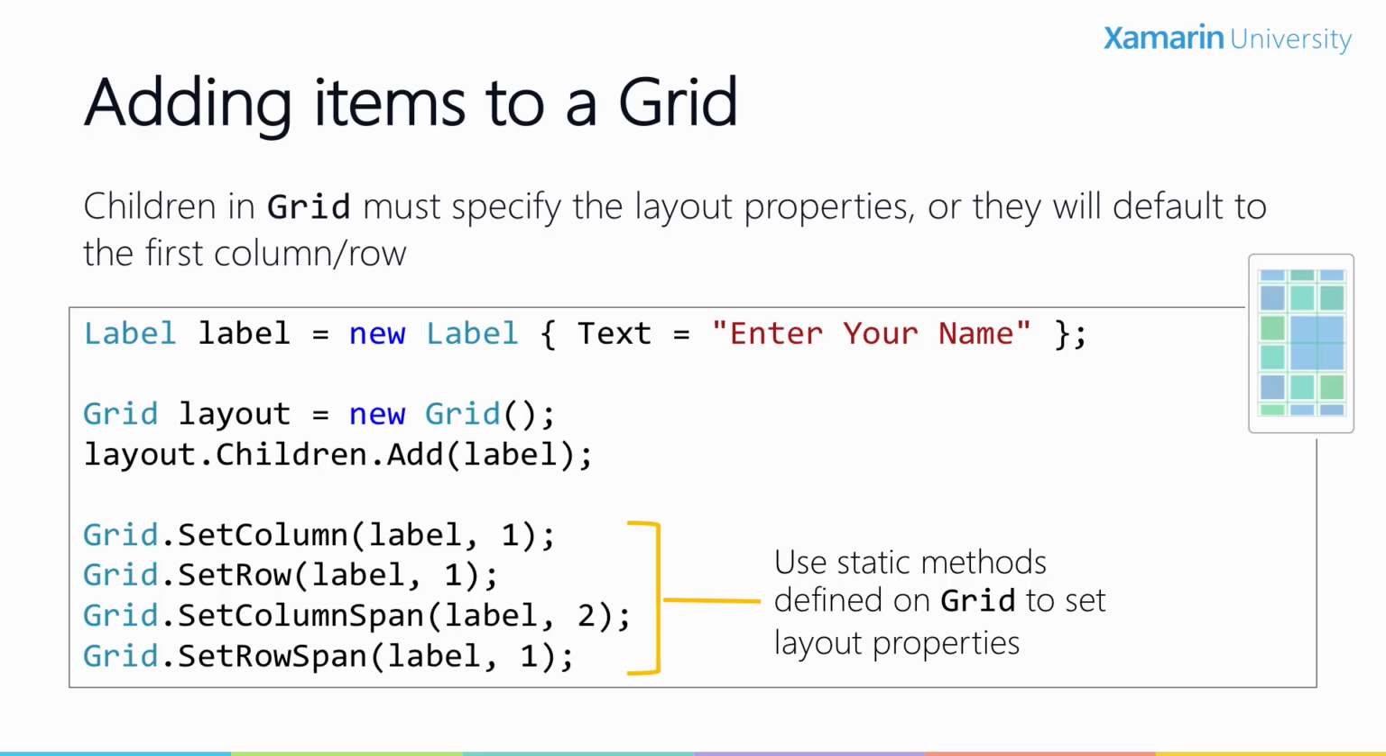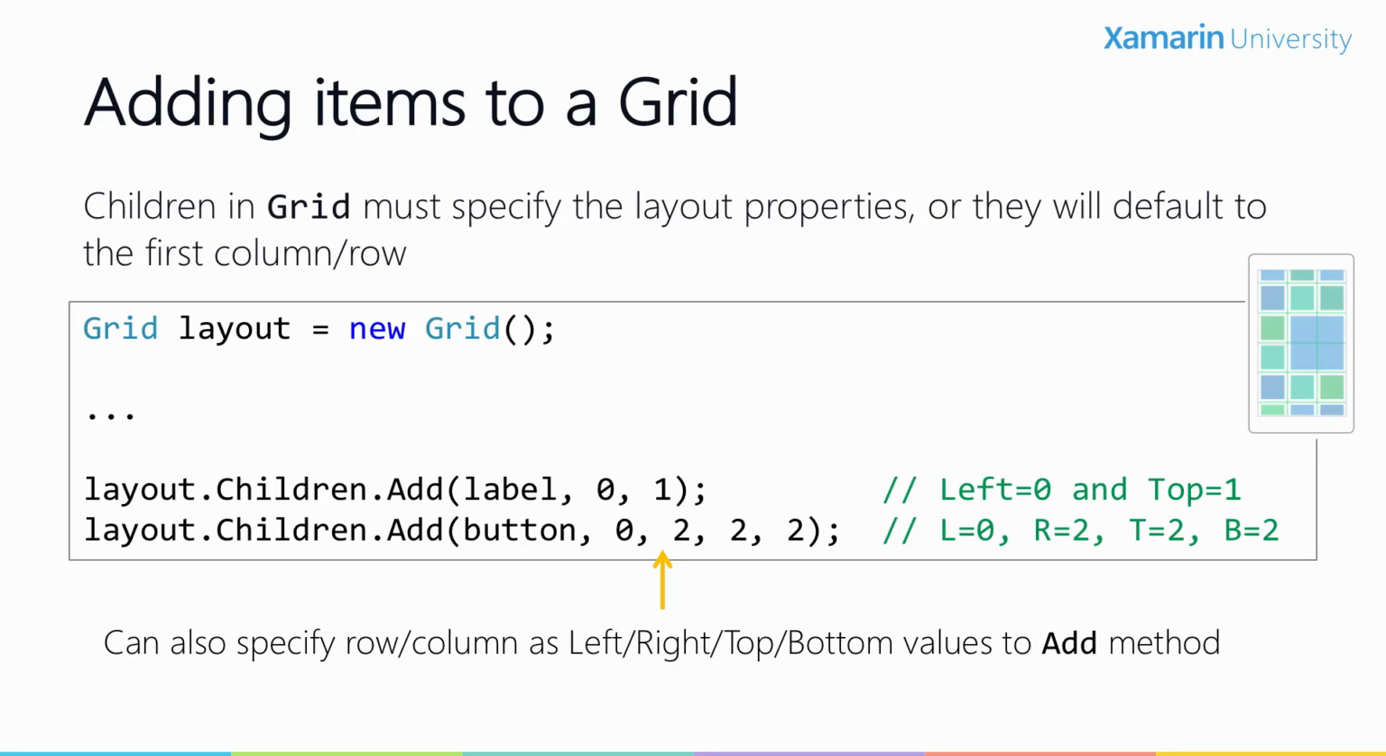There's also a shorthand syntax that you can use. It allows you to specify row, column, and the spans directly on the add method. So I guess that's the preferred way of writing it. So here we again have our grid, and we add the label, and we directly specify we want to place it to column 0 and row 1, or here for the button, which is the second child element, we also specify the spannings.